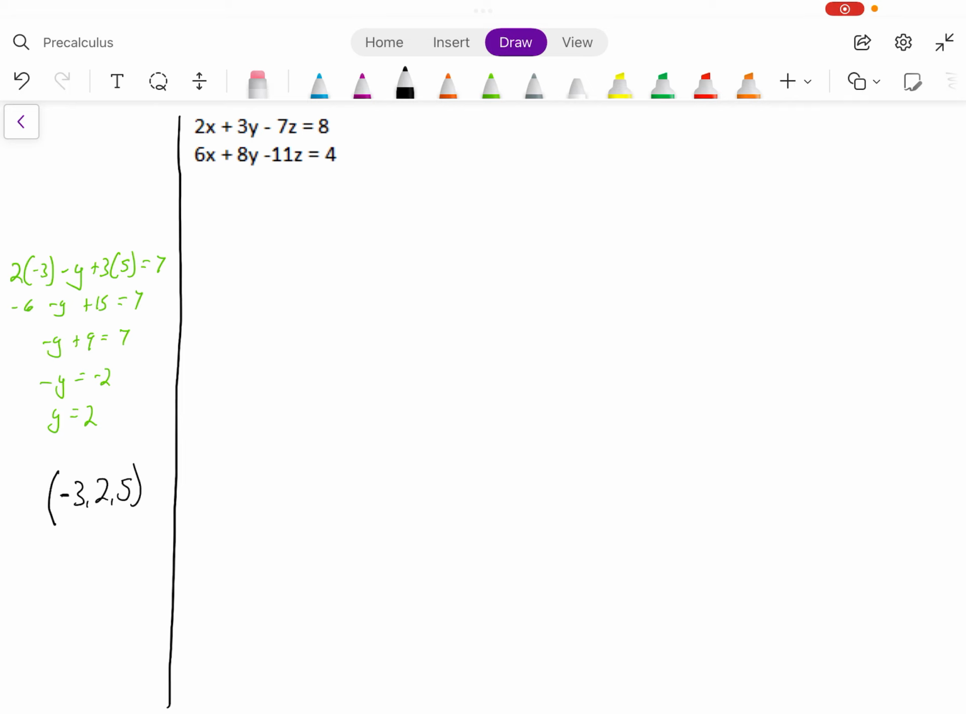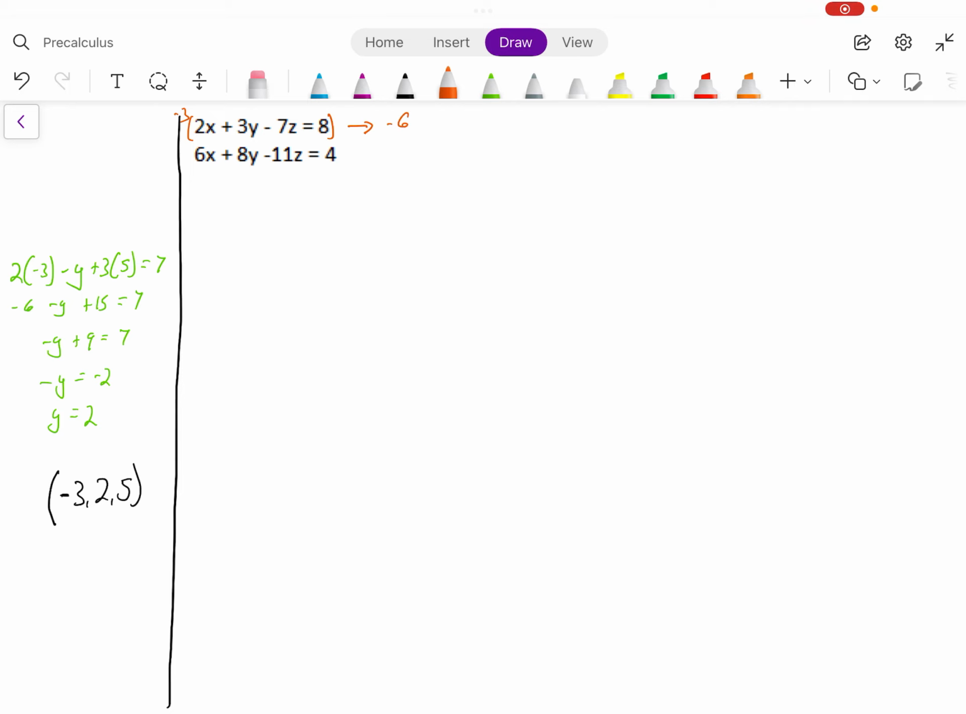You actually start off by eliminating one of the variables. All right, so we have two equations with three variables. We're going to go ahead and try to eliminate one of them. So the easiest thing to do is eliminate x, I believe, because we can multiply the top equation by -3, and that will eliminate the x's.